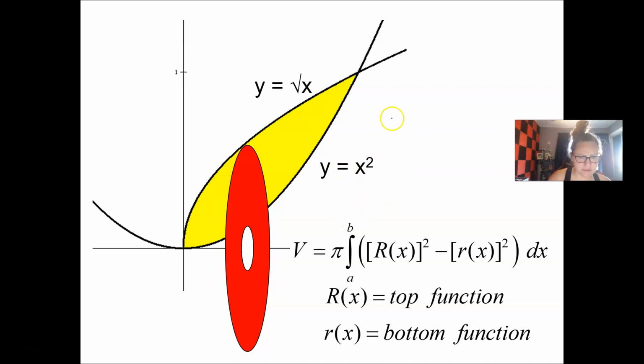So this is disk method. Washer method. I don't know why, it looks more like a disk to me. So this is washer method, and again, we use this when there is a hole.